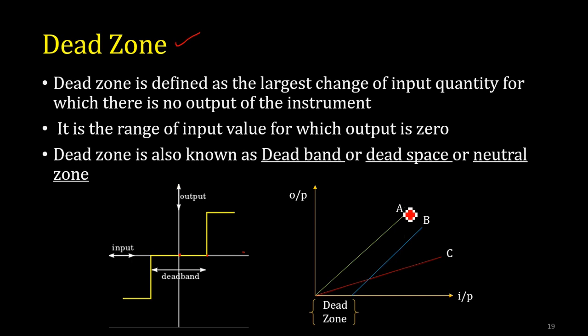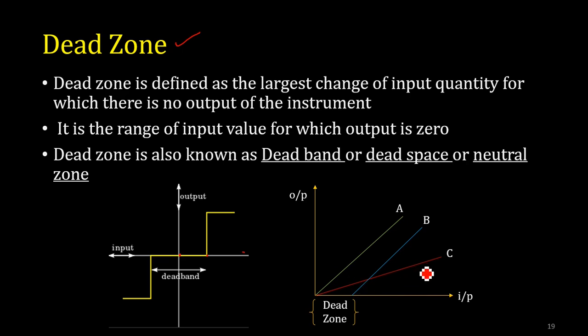So in this example you can say that for instrument A there is no dead zone, for instrument C there is no dead zone, and for instrument B there is some dead zone available. Your instrument A is linear, B is linear, but B is having dead zone. Though C is having no dead zone, it is not linear. The relationship between input and output is not linear.